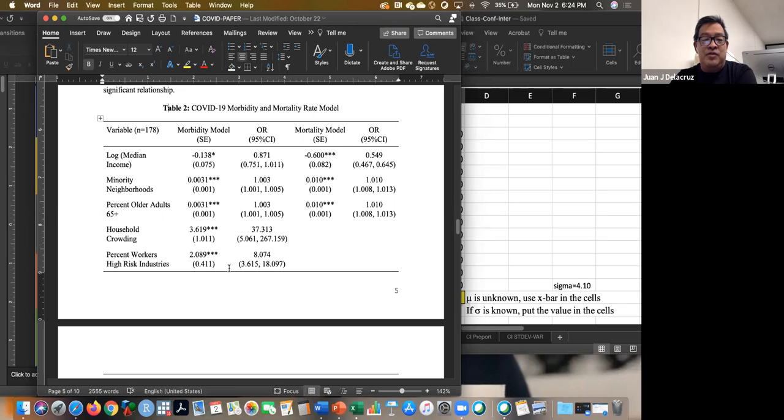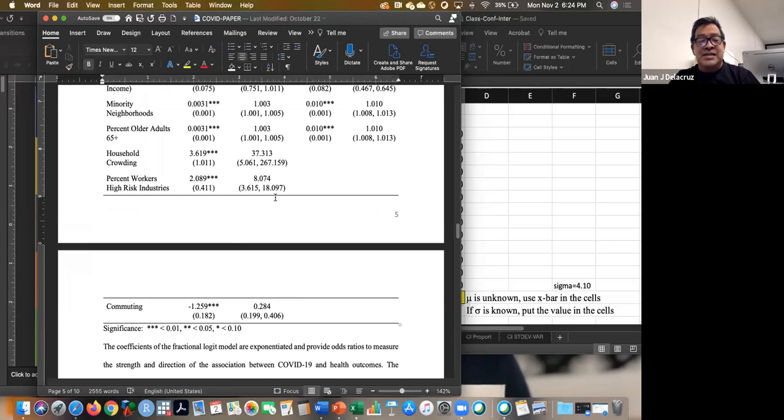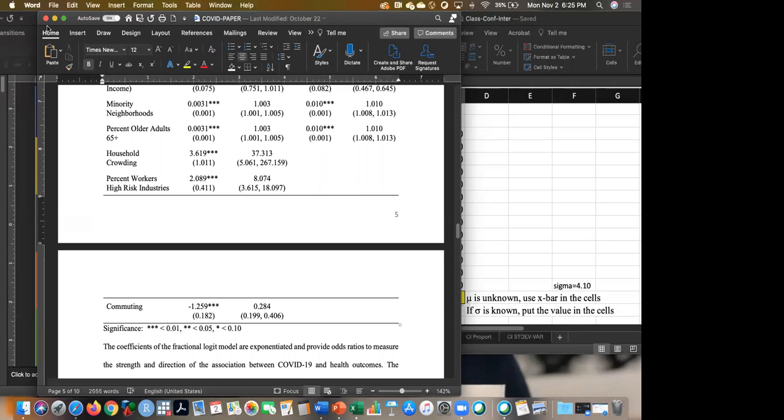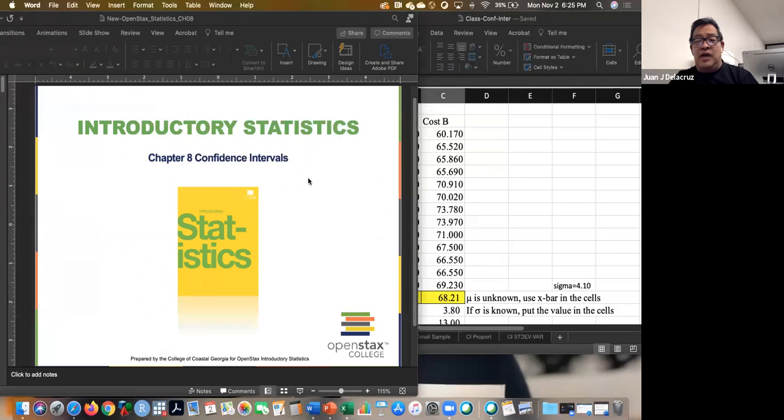We have the same effect for workers. The odds of getting infected with COVID are 8 times higher if you work, for example, in a restaurant, a place where social proximity is strong, compared to those who can work from home, like me, right? And as you can see, we have these so-called confidence intervals. What this confidence interval is telling me is something we are going to learn today. So I want you to pay attention, because this is very interesting if you are working with people in health sciences.